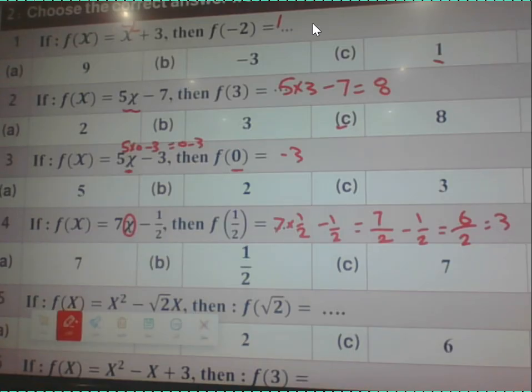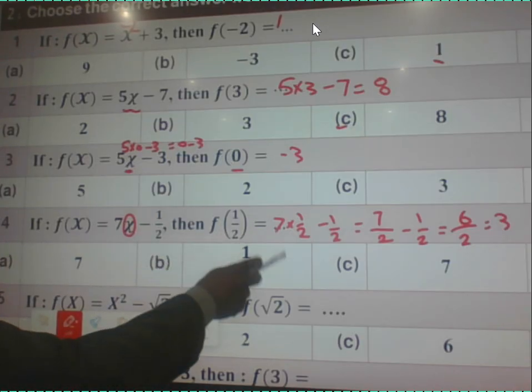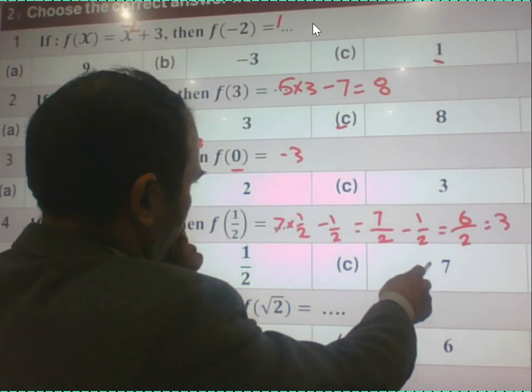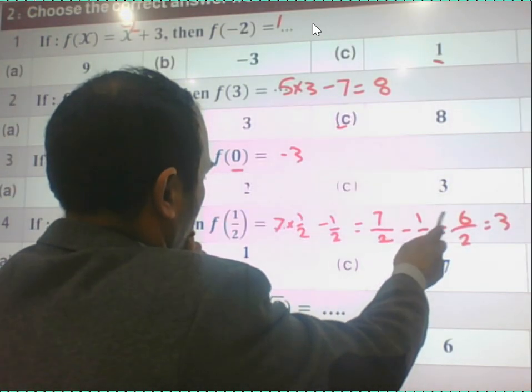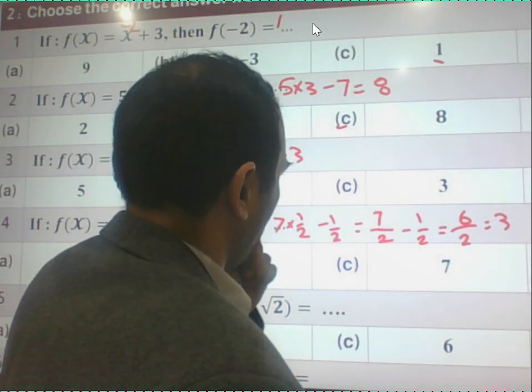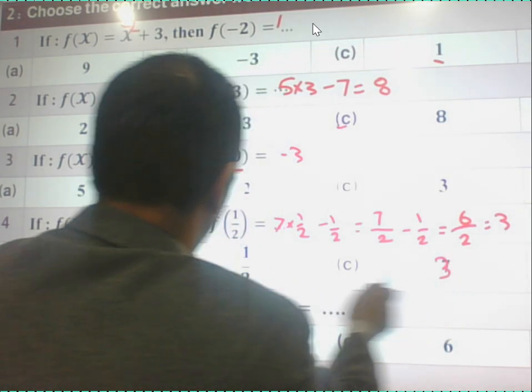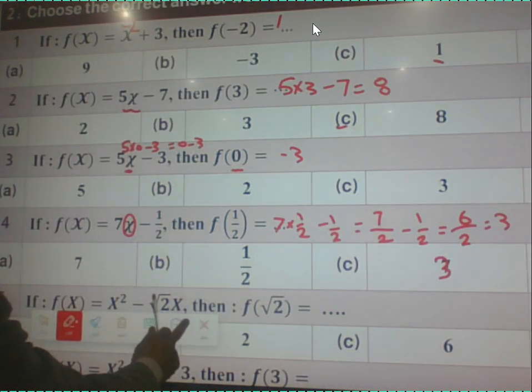We have 7 times half. It will be 7 over 2 minus 1 over 2. Okay, understood? 7 over 2 minus half. Write 2 in the denominator and 7 minus 1 equals 6. 6 divided by 2 equals 3. Then the answer here will be C. Okay, he repeated 7 here. So the answer will be 7.